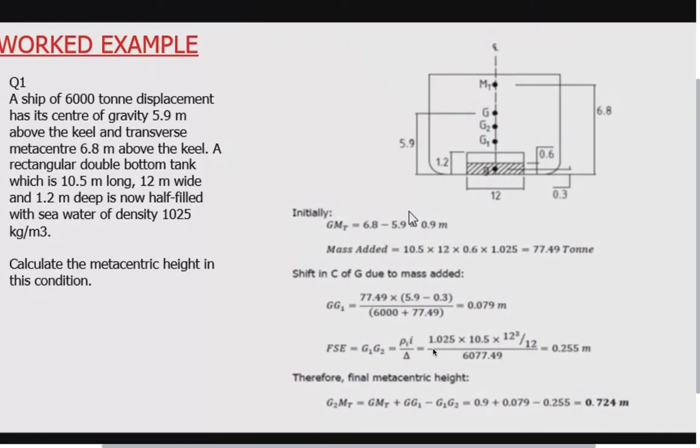You get half of this GMT. So half of 0.9 is 0.45. It's 0.45 rather. Yes, sir. I'll go with 0.45, not 0.3.